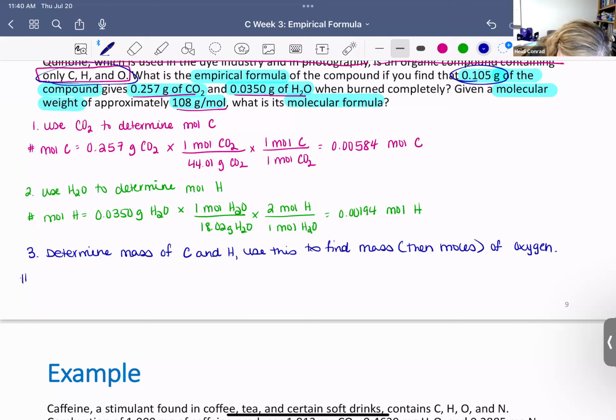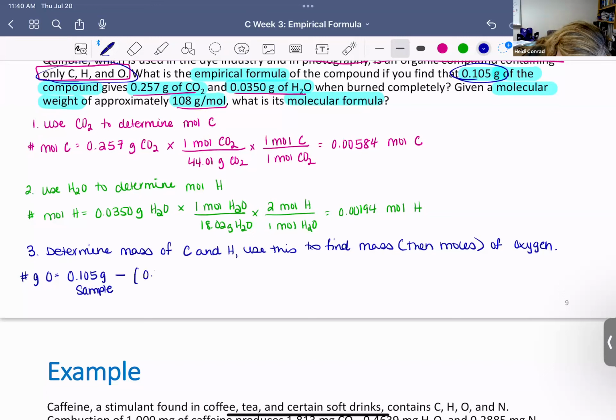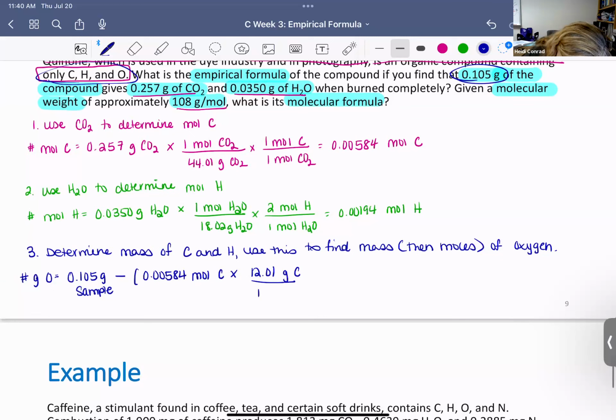First, I want to find the number of grams of oxygen. I know I started off with a 0.105 gram sample. I'm going to subtract the mass of carbon. I know I have 0.00584 moles of carbon, but I know that carbon is 12.01 grams of carbon to 1 mole. So I know it looks funky the way I'm doing this, but this is my mass of carbon.